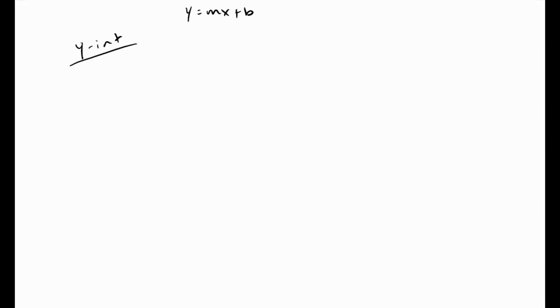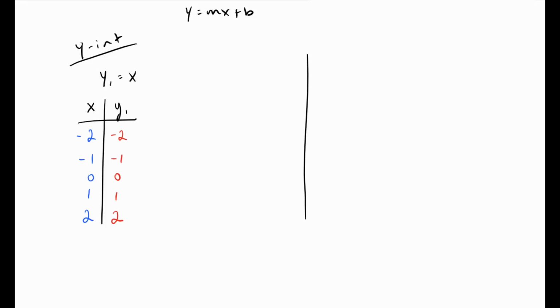If we want to know about the y-intercept, let's first talk about what's called a parent function. So we have y1 equals x. Now, let's construct a quick table here and look at a few values for that. And now let's plot some of those points and get an idea of what this line looks like. When I say that it's a parent function, that means that it's kind of the most basic form of a line. It's the parent to all other lines.